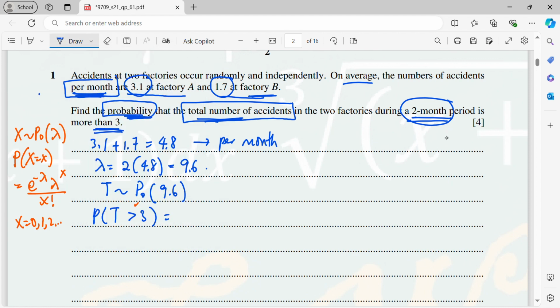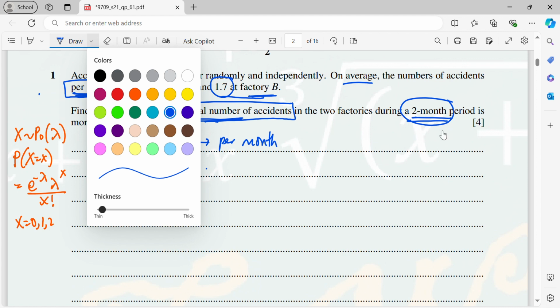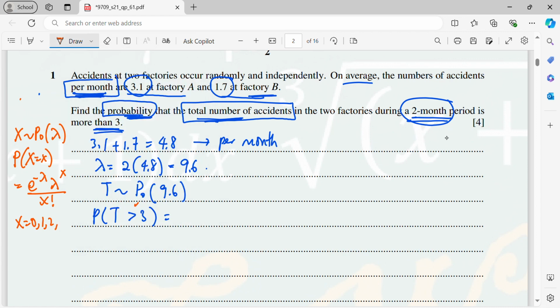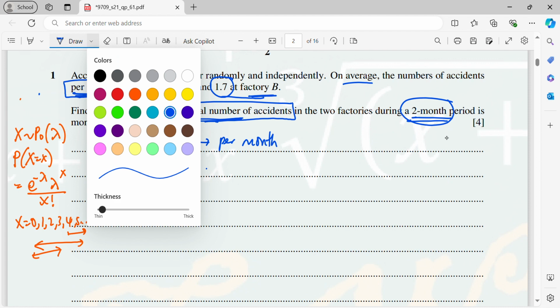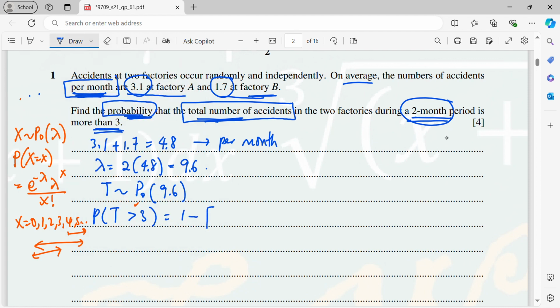Therefore, I will use the complementation rule. You need to calculate 4, 5 and onwards, so you are counting 4, 5 and onwards. So I will say total probability 1 minus the previous probabilities. That will be the probability of T greater than 3. That means it will be 1 minus P(X equals 0 until 3).